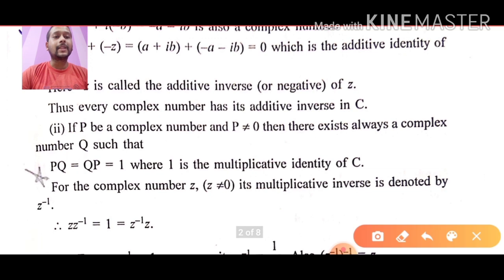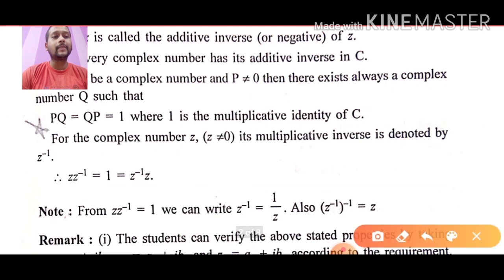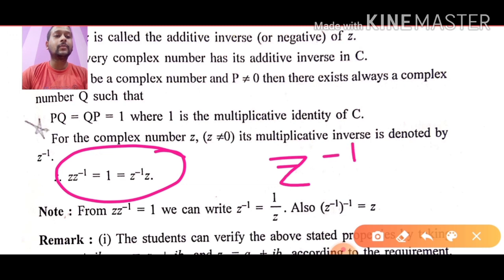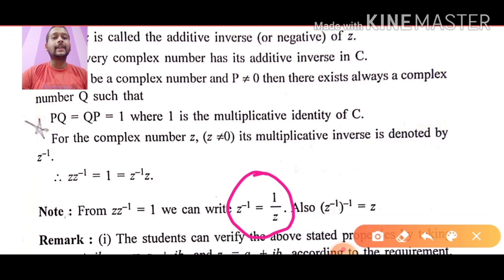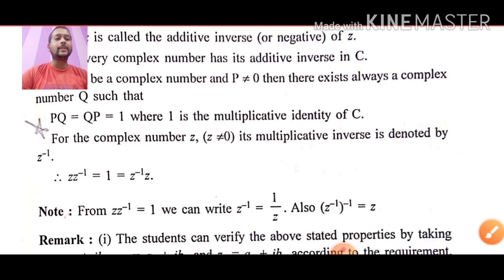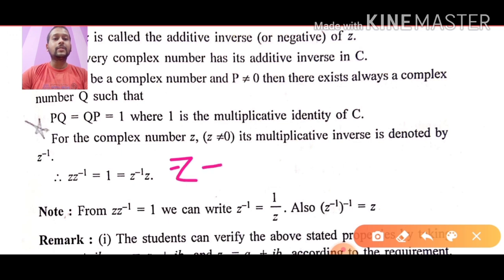And also, as we have the multiplicative identity, we have the multiplicative inverse also. But remember, the multiplicative inverse is written this way, and the multiplicative inverse is also the reciprocal. The reciprocal and multiplicative inverse are both the same. One thing you have to see: don't say z to the power minus 1, it is z inverse. So z inverse is equal to 1 by z, where z is equal to a plus ib is the complex number.